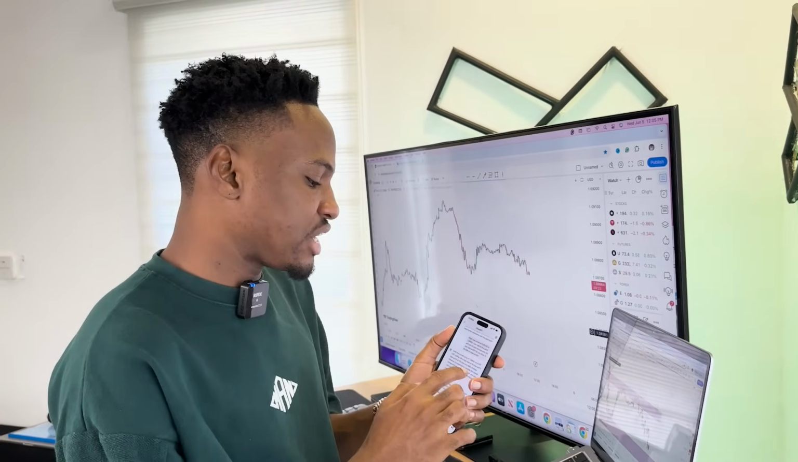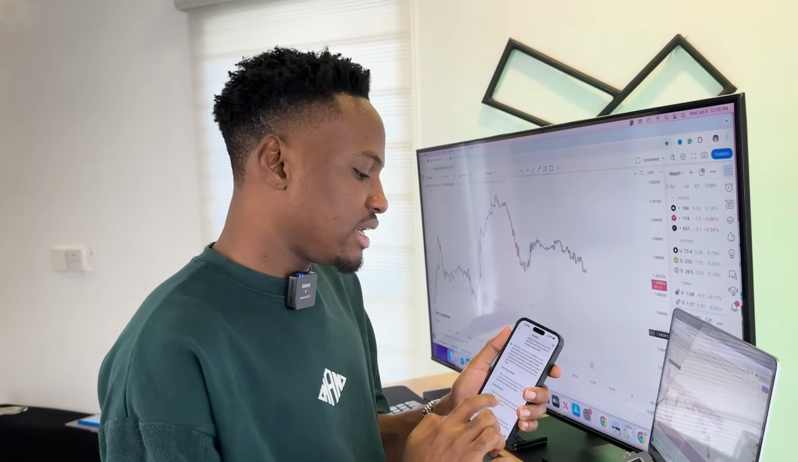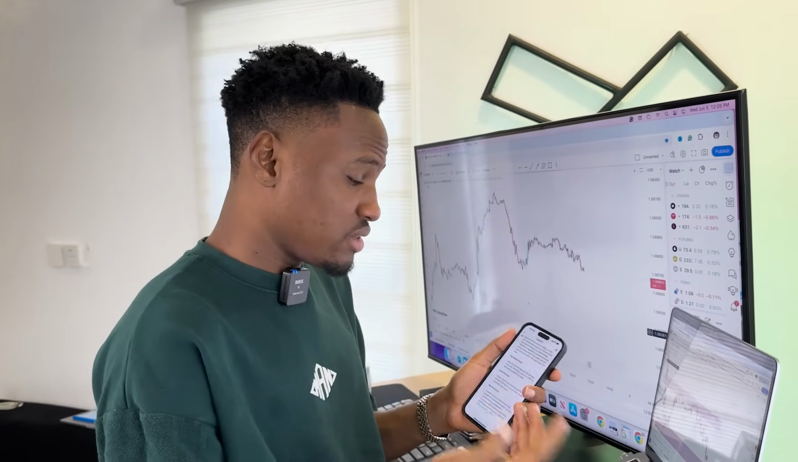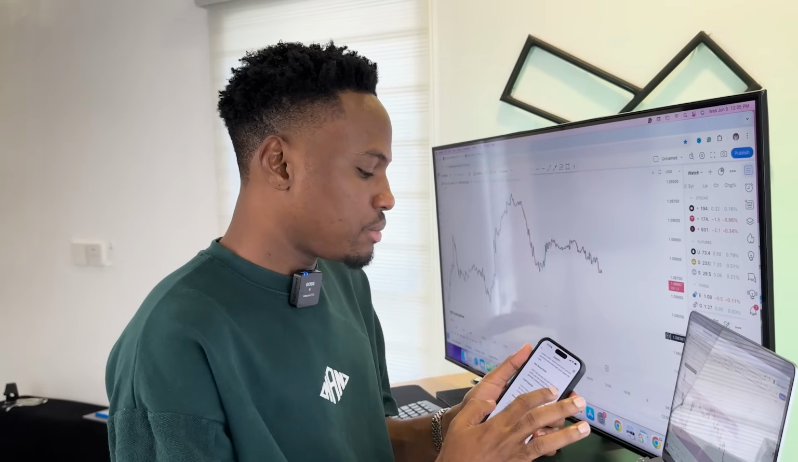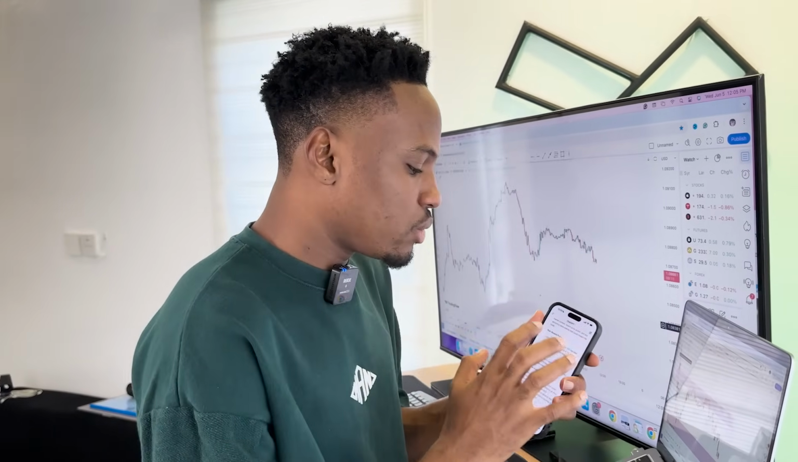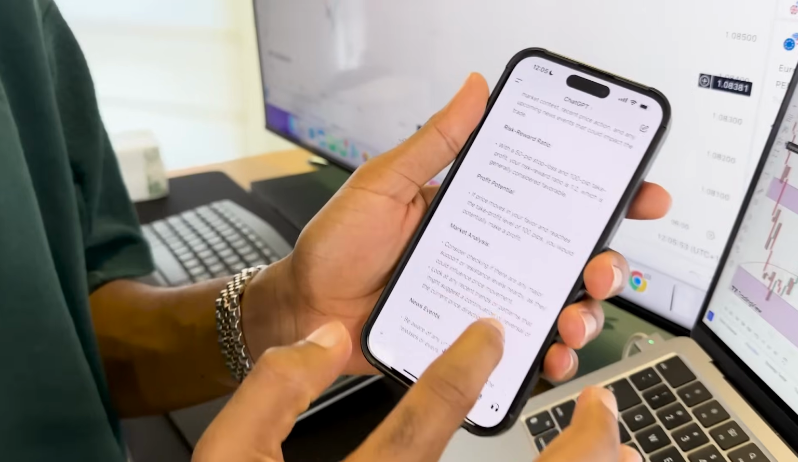It said, however, it's essential to consider the overall market context, recent price action, and any upcoming news event that could impact the trade. I'm going to check the news event pretty soon. And that's risk reward ratio. So with a 50 pip stop loss and 100 pip take profit, your risk reward ratio is 1 to 2. Check, bring it closer, and then let them see what is written.